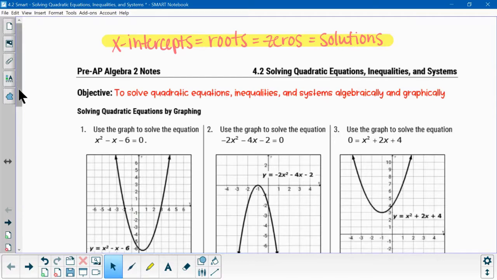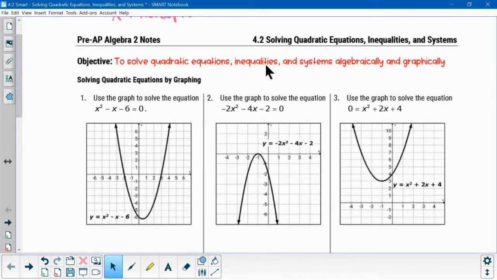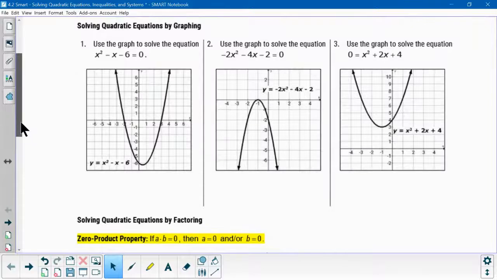So first, our objective is again to solve those quadratic equations, inequalities, and systems algebraically and graphically. So let's focus on solving quadratic equations by graphing. Use the graph to solve the equation x squared minus x minus 6 equals 0. I always suggest taking this and turning it into two equations. So I'm going to have y equals x squared minus x minus 6, and y equals 0, which is just the x-axis.